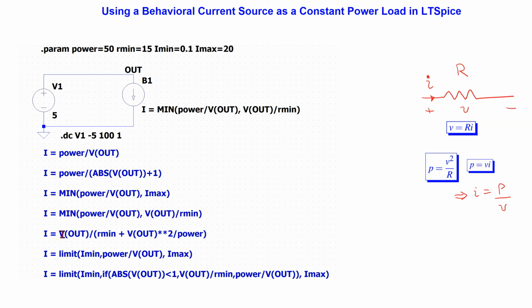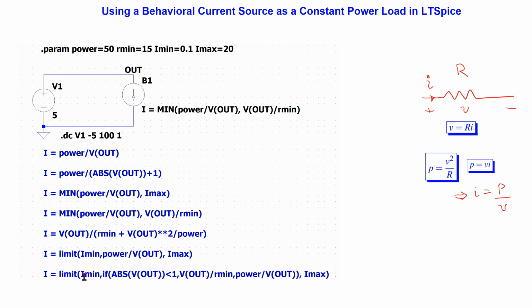This statement defines the B source to act as either a resistor having a minimum Rmin value or a constant power load. In this model, the transition between the two modes is abrupt and is governed by the min command. This statement defines a B source to have a smoother transition between the constant power and the minimum resistance modes.